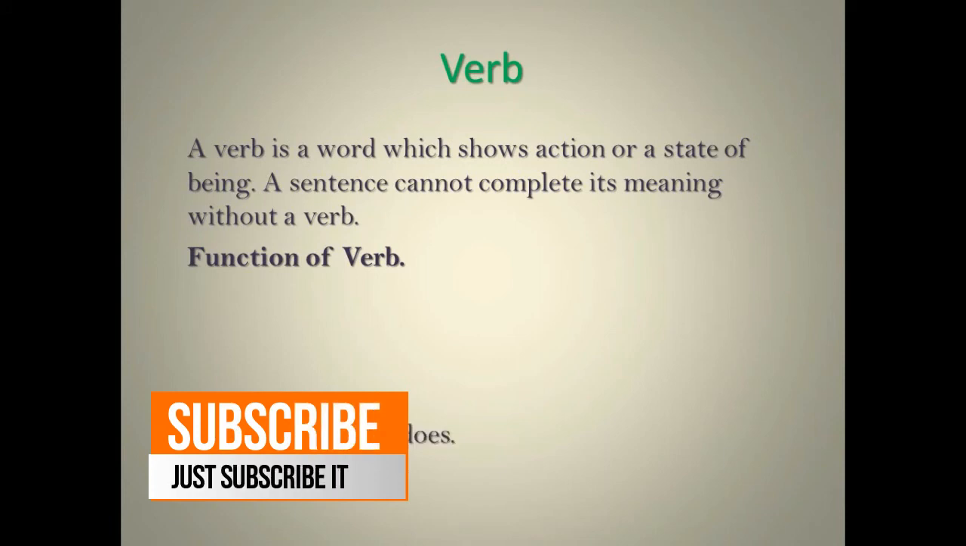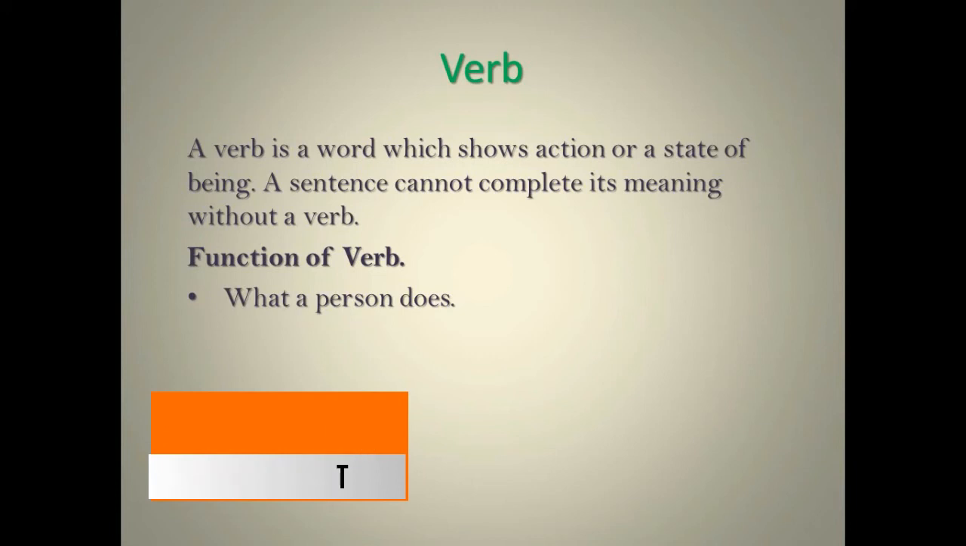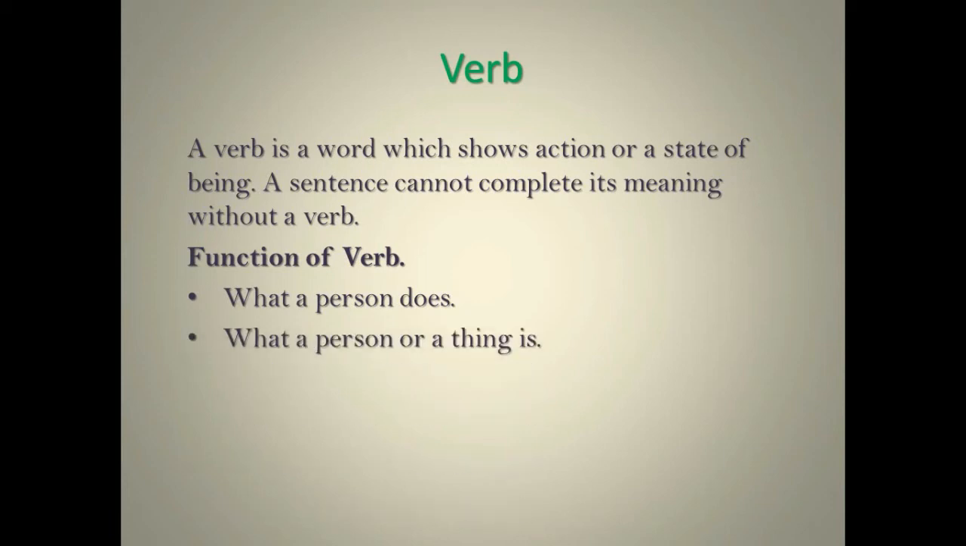Now the functions of verbs. The first function of a verb is to show what a person does. So here you can see examples: Mr. Sen taught English to the class. The train runs on rail. So what does the train do? The train actually runs on rail. So runs is a verb. The sun rises in the east. What does the sun do? The sun rises. So rises is a verb.